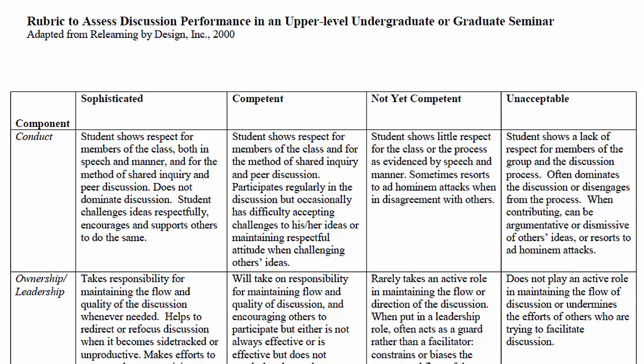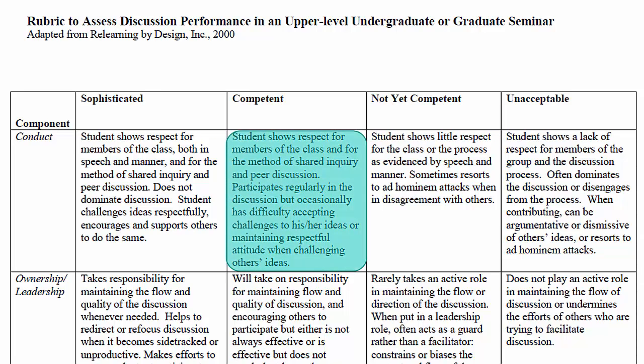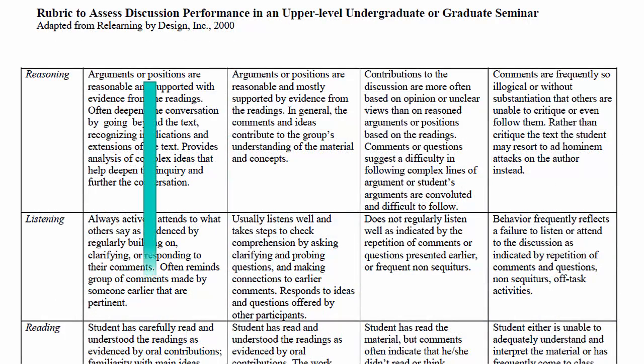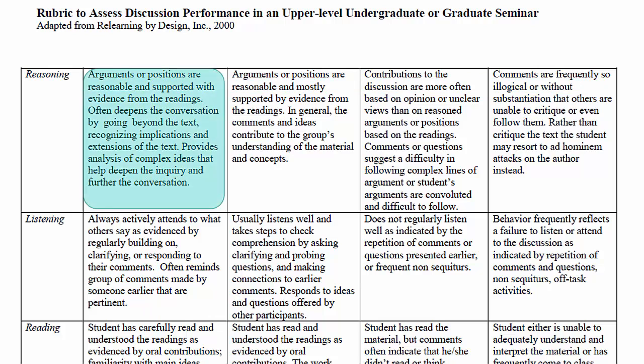For example, a student who is competent in the area of conduct would fit the description in this box. Student shows respect for members of the class and for the method of shared inquiry and peer discussion. Participates regularly in the discussion but occasionally has difficulty accepting challenges to his or her ideas or maintaining respectful attitude when challenging others' ideas. If the student is sophisticated in the reasoning dimension, the instructor would mark this section.